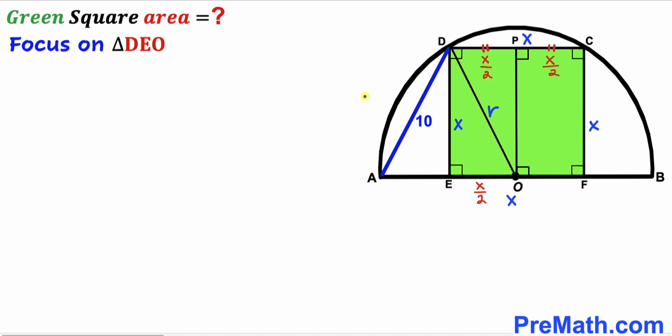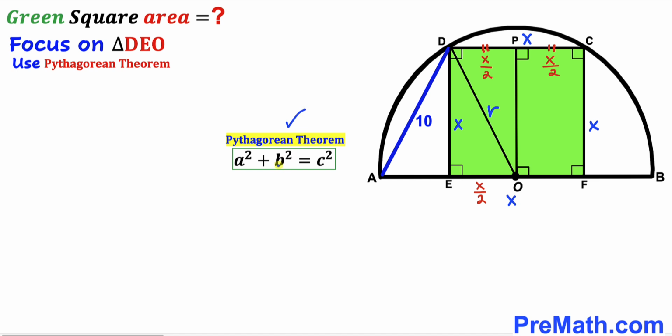Now let's focus on this right triangle DEO, and we are going to apply the Pythagorean theorem on this triangle. Here's our Pythagorean theorem: a square plus b square equals c square. In our case, our hypotenuse is lowercase r, whereas our two other legs are x and x divided by 2. Let's fill in the blanks in this Pythagorean formula. So we get x square plus x divided by 2 whole square equals r square.